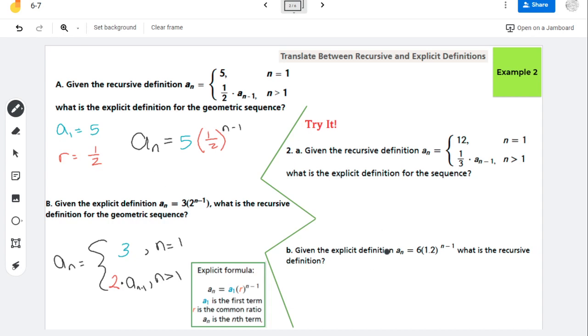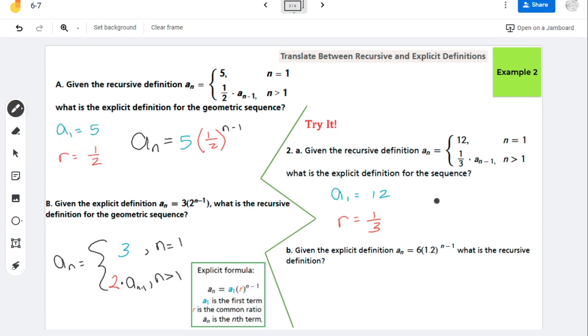Alright, so now let's do the try it. It's going to be the same process. First I need to identify from this recursive formula my a sub 1, which is 12 because that's where n equals 1. And I need to identify my common ratio, which is the number times a sub n minus 1. So my common ratio is 1/3.